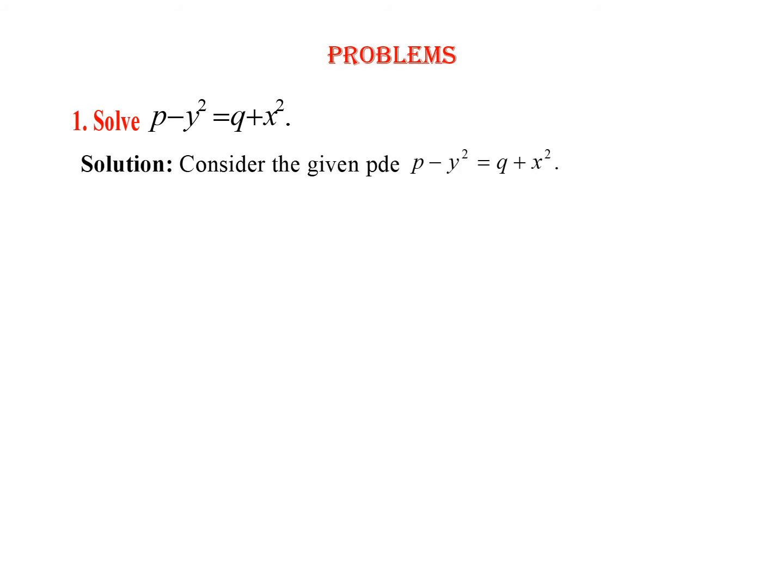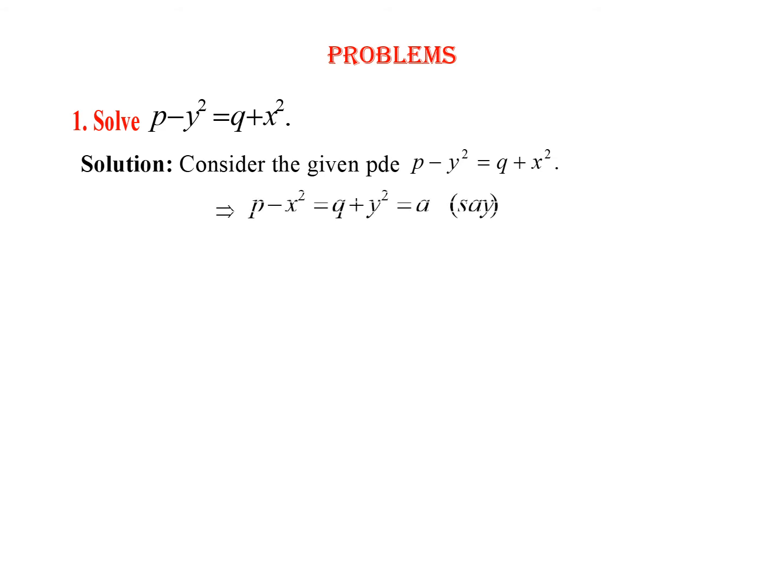Let us see some problems now. Look at the first one. Solve p minus y squared equal to q plus x squared. And when you observe this equation, what are the variables and the partial derivatives involved? Yes, it has x, y, p and q.